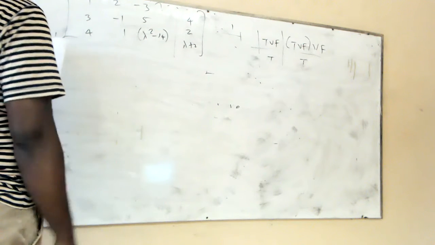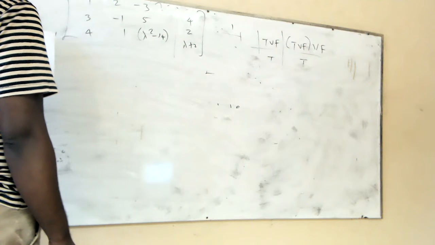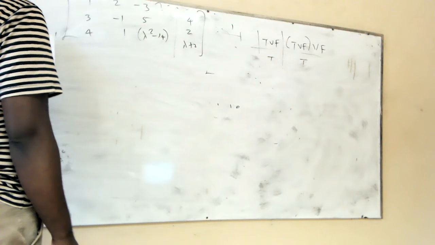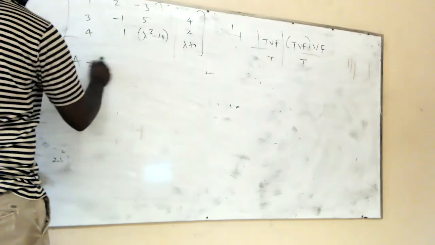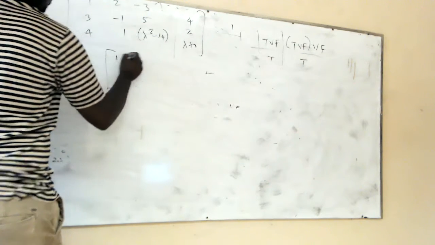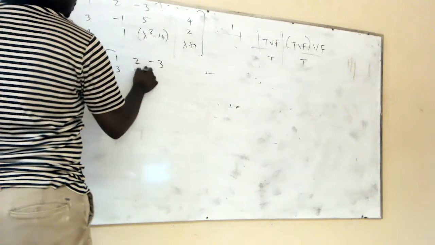So this question requires us to determine for which values of lambda the following system will have no solution. Don't need to worry about that. So this is going to have no solution when this is equal to 0. The determinant of this is equal to 0.